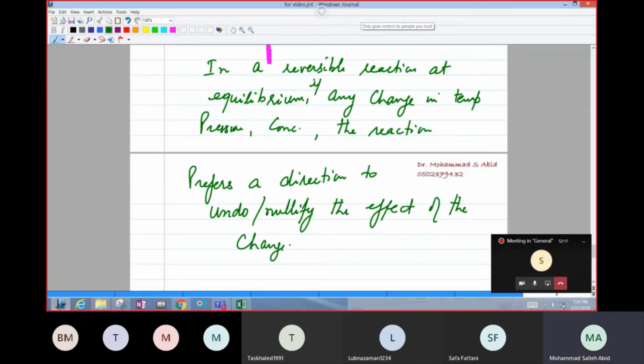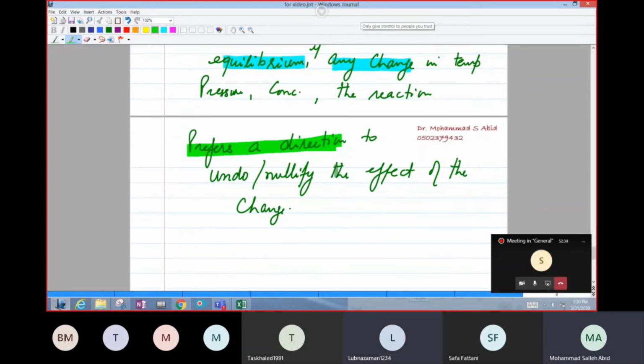So what we are saying, the first important thing is that it has to be reversible, it has to be equilibrium. Now, if you change any temperature, pressure, or concentration, what will the reaction do? The reaction will prefer a direction. Which direction will it prefer? So that it can undo that effect.